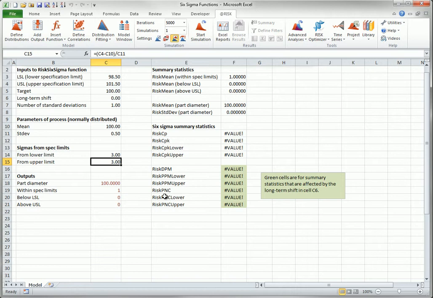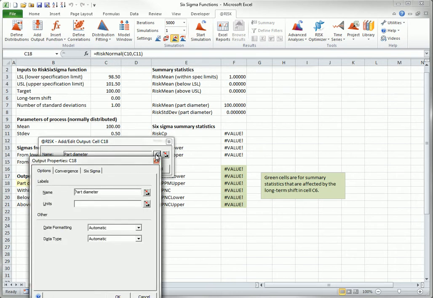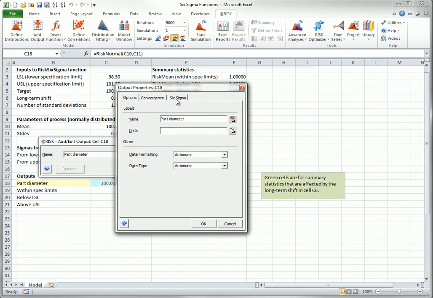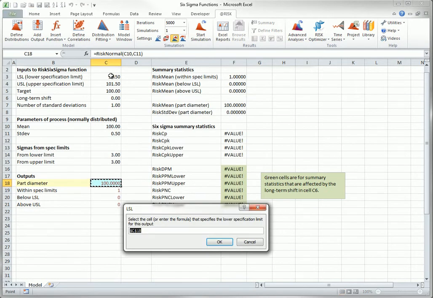The key to using the @RISK Six Sigma functions is to append the RiskSixSigma property function, with arguments in cells C3 to C7, to the RiskOutput function when the part diameter in cell C18 is designated as an @RISK output. To do this, you select cell C18, click the Add Output button, click its FX button, and click the Six Sigma tab, and then you fill the dialog box out as follows. You refer to all of these cells.